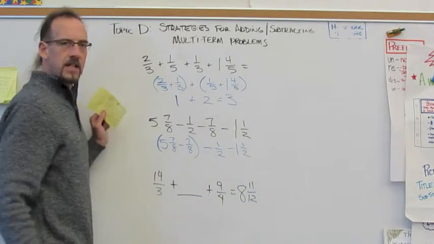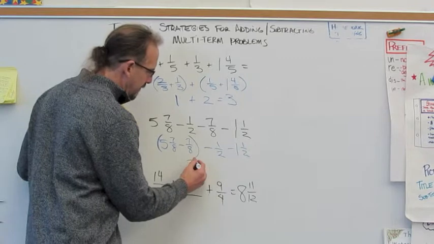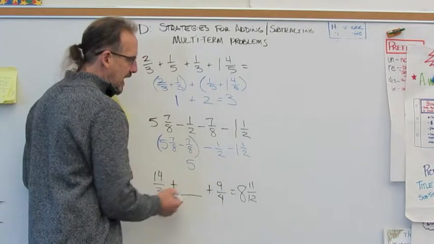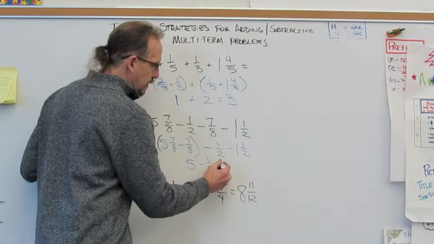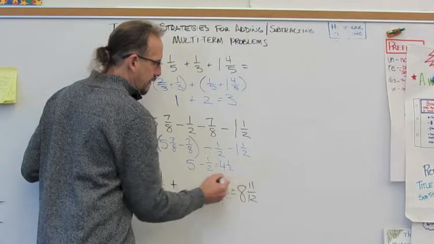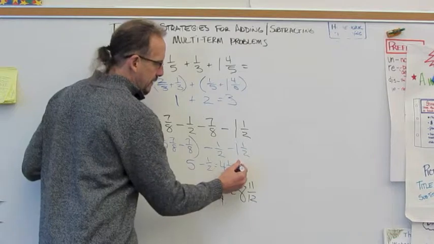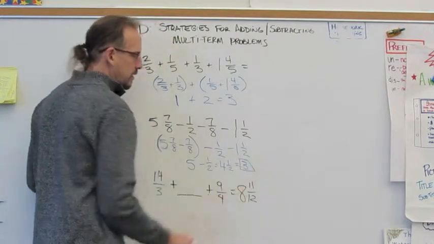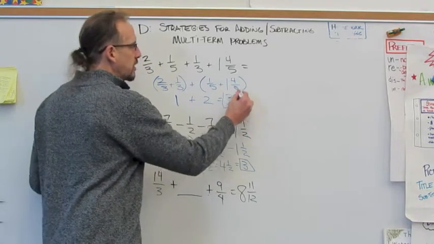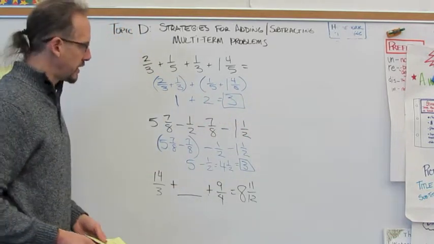So 5 and 7/8 minus 7/8 would be 5. Minus 1/2 equals 4 and 1/2. Minus 1 1/2 equals 3. So much easier when I reorganize the units.